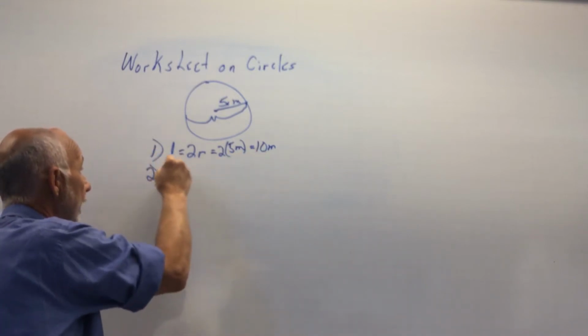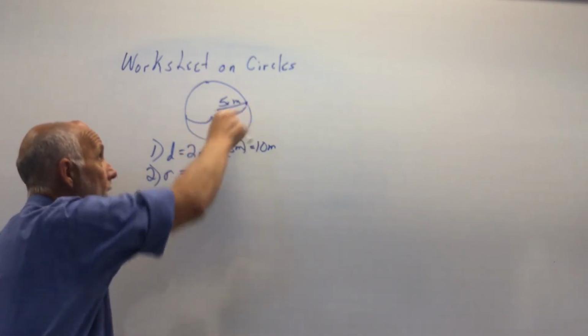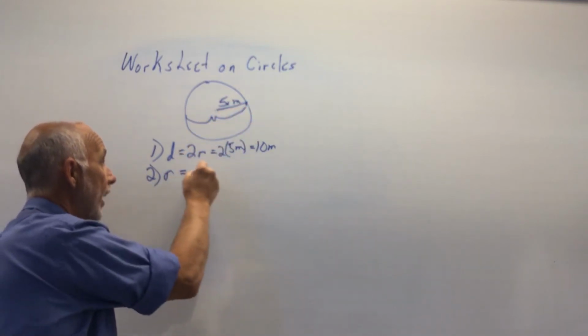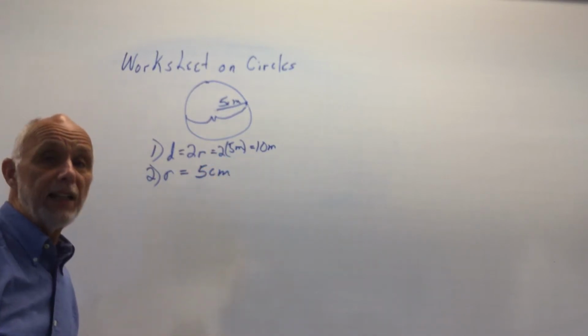Now, the second one asks for the radius. Well, that's from the middle out. I gave you that, so that's 5 centimeters. So I gave you one, and you needed to find the other one.